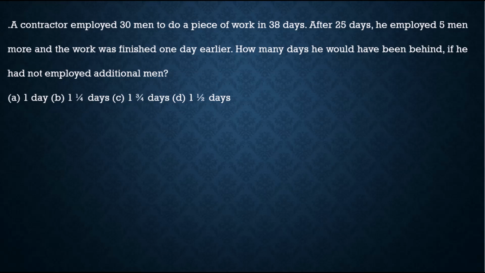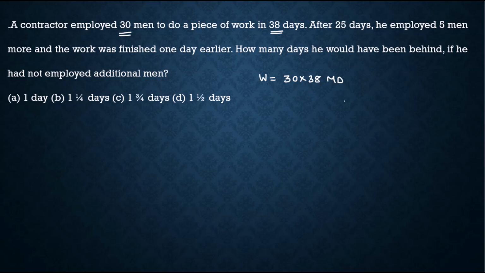Next question. A contractor employed 30 men to do a piece of work in 38 days. After 25 days, he employed 5 men more. The work was finished 1 day earlier. How many days would he have been behind if he had not employed additional men? That means his piece of work has to be carried out by 30 men in 38 days. That means his work is 30 into 38 man days. Fine, this is his work.